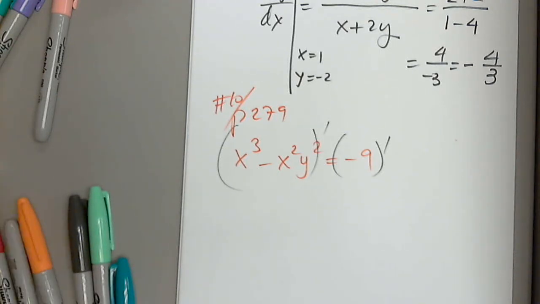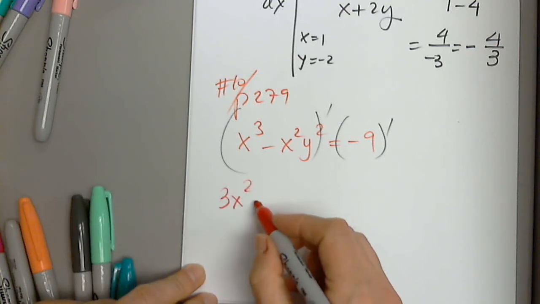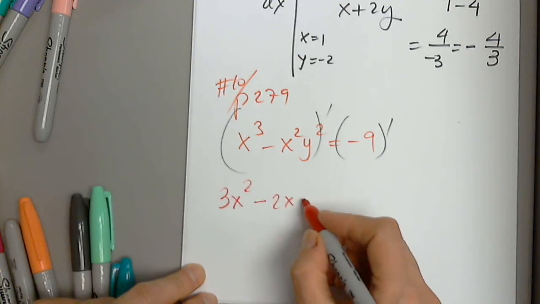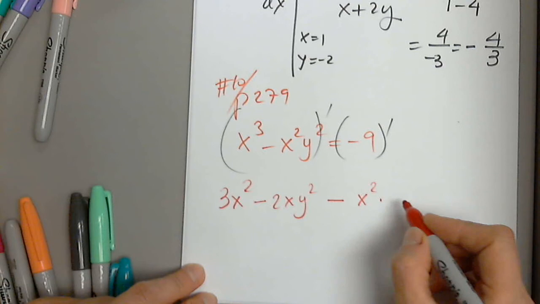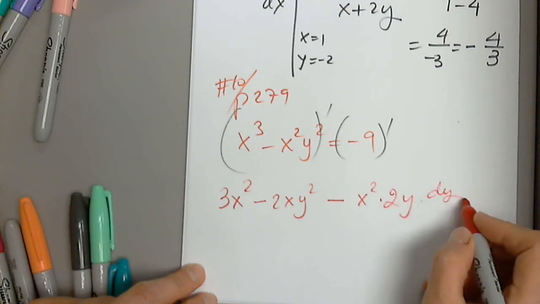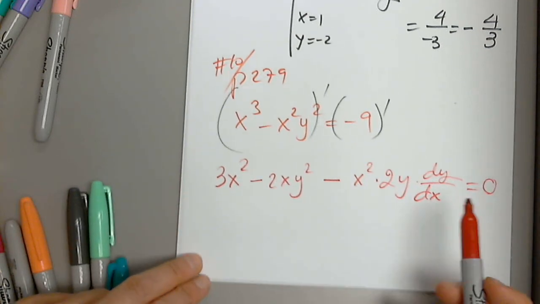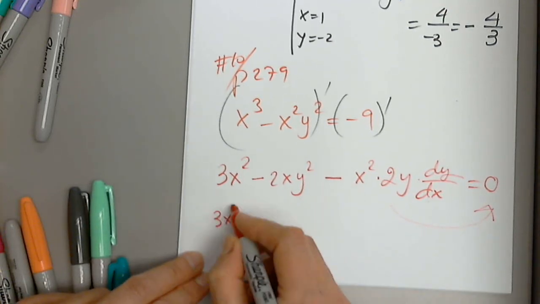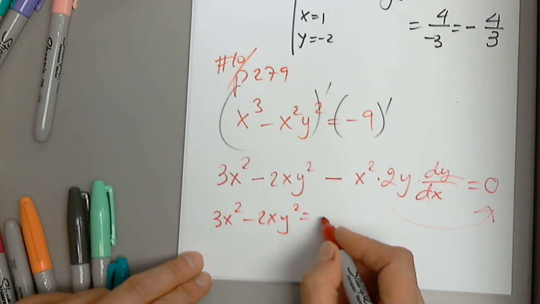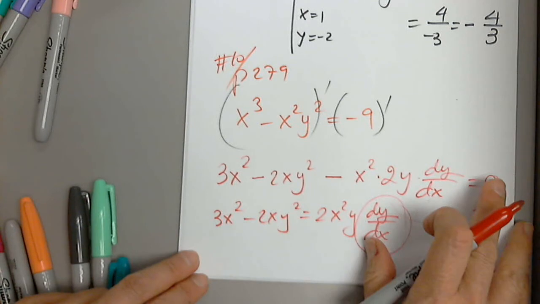Okay, ready? I think so. So what do I write? Is that 3x squared minus 2x y squared and then minus x squared 2y dy dx? Awesome. Is it 0? Good. So in this case, I only have one variable. I'm going to move this to the other side to make it positive. So 3x squared minus 2xy squared equals 2x squared y dy over dx. And I'm solving for this. Well done.